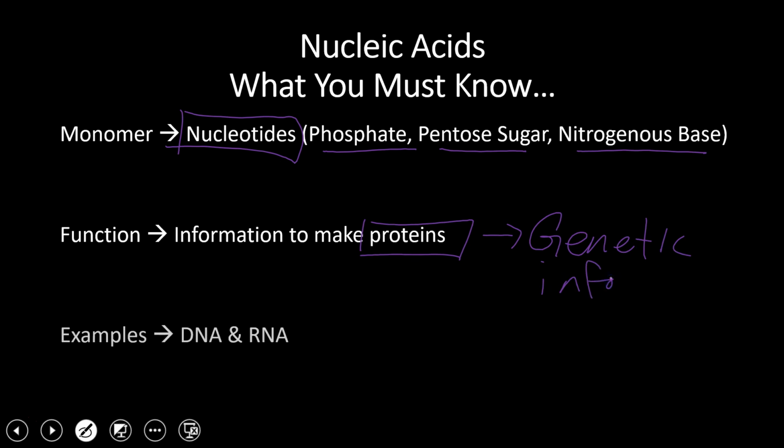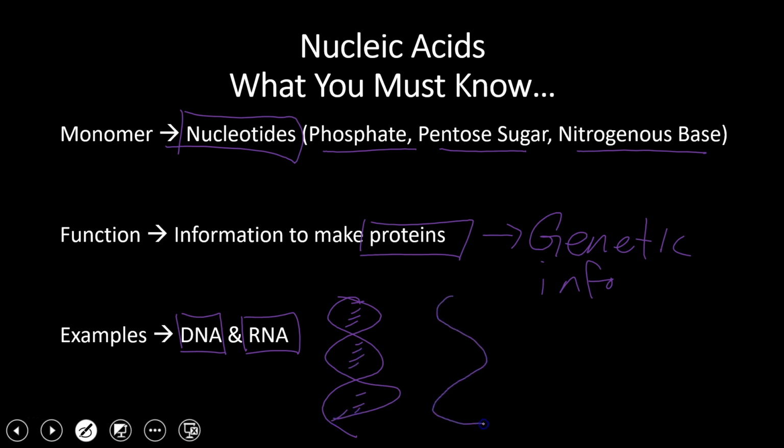Okay. And lastly, what are examples? Examples are DNA and RNA. DNA is a double helix. It's this double-stranded molecule. RNA is this single-stranded molecule.